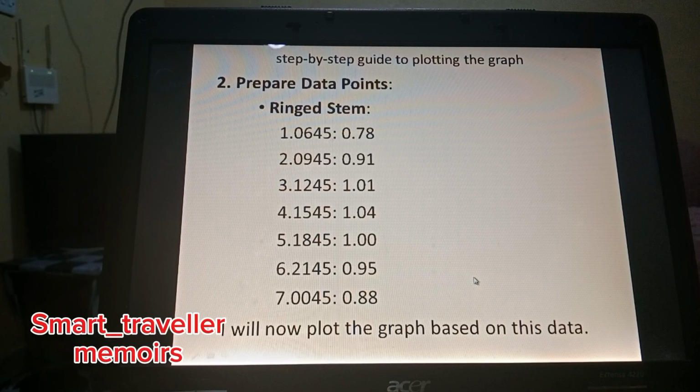So what are you doing? When plotting graphs, you know what we do. We pick the point on the x-axis, and then we pick the point on the y-axis. Then we put a mark using a cross. The cross is emphasized in mathematics, but in biology you can put a dot. I will now plot the graph based on this data.